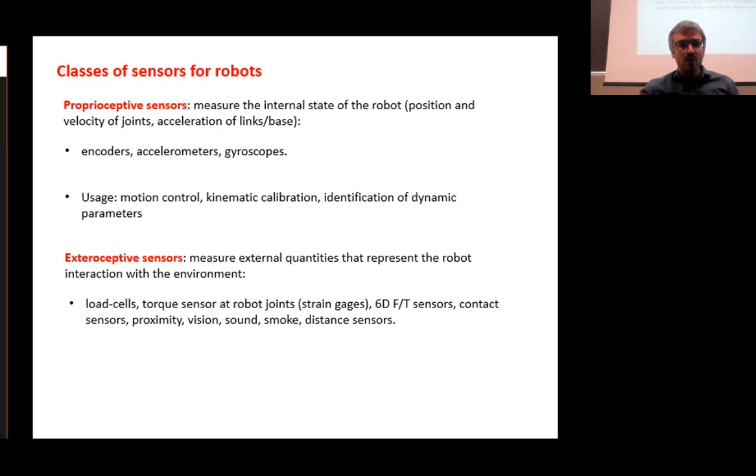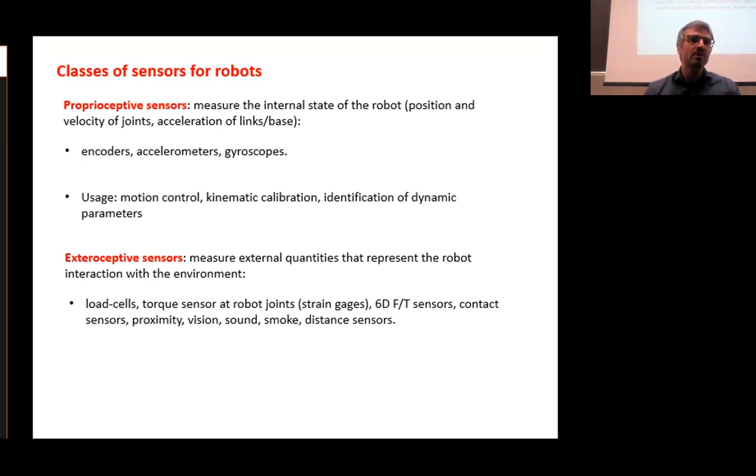And we also have contact switches to detect contact. They are just on-off and tell you there is contact or no contact. Proximity sensors are used to check the presence of an object or not. They have a very limited range.